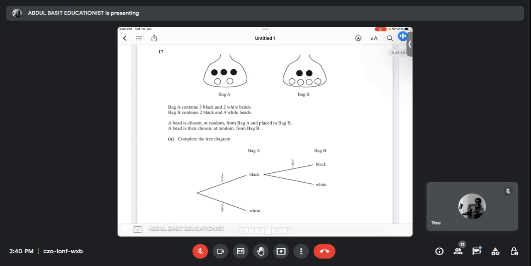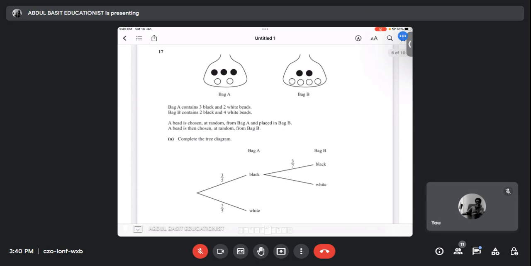Okay, bag B, better calm down, stay relaxed, थोड़ा आराम से. We can see that bag A contains 3 black balls and 2 white beads. Sorry, they are beads. So it means total they are 5. And Noor, please continue the question for bag B. Bag B contains two black and four white beads. Okay, I can see that in bag A the black is the favorable thing, and in bag B white is the most favorable thing. Agree or not?